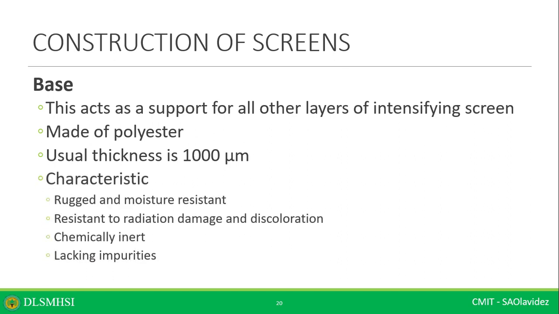It should be rugged and moisture resistant. It should be resistant to radiation damage and discoloration. It should be chemically inert and lacking impurities.